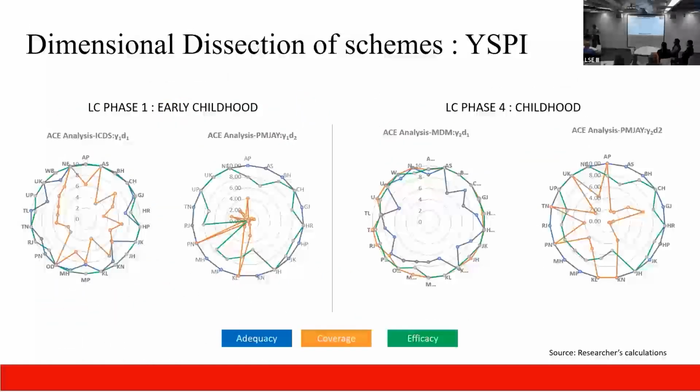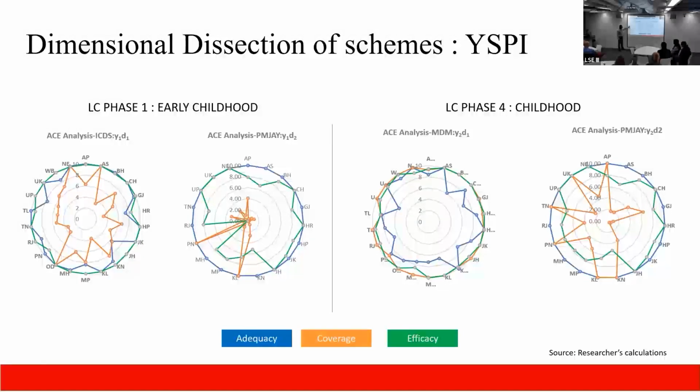Another important and interesting dissection this index provides is in terms of the three dimensions which we have discussed. If you do the scheme-wise analysis, we can find which states are represented by the circles at various points, and then this blue line is indicating the adequacy of this particular ICDS scheme. The orange line is indicating the coverage, and the green line is indicating the efficacy.